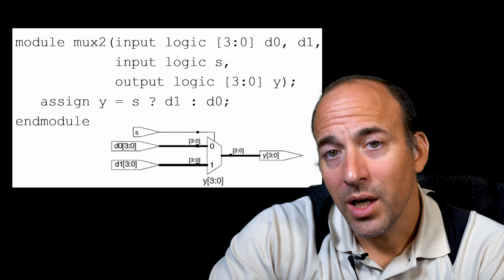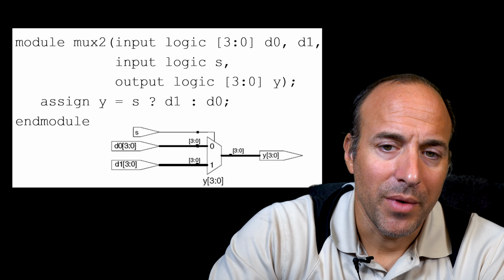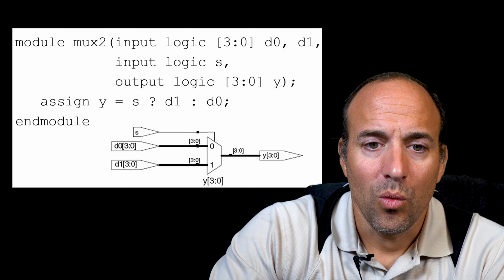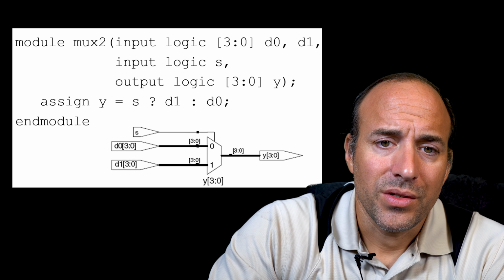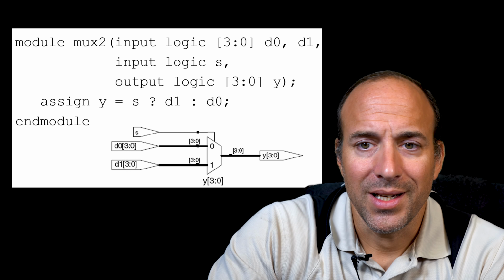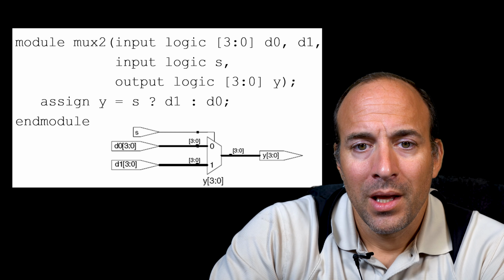In the example above, the assign statement performs the behavior of a mux with 1 line of code, as the output y is assigned to d1 when s is 1 and d0 otherwise.